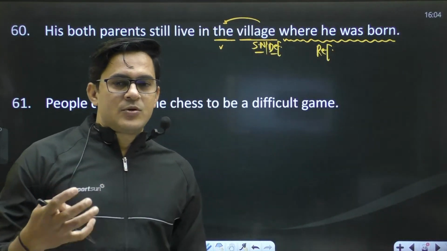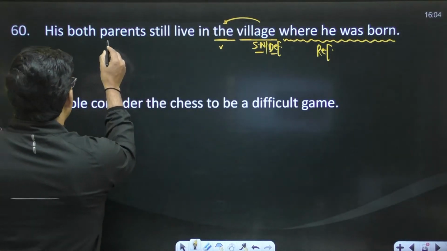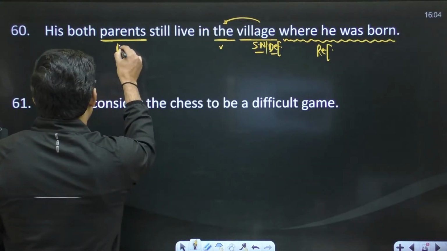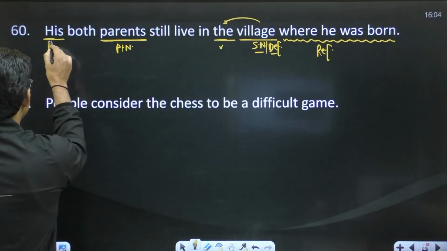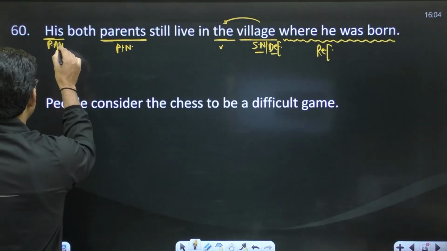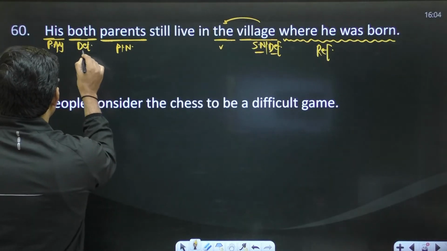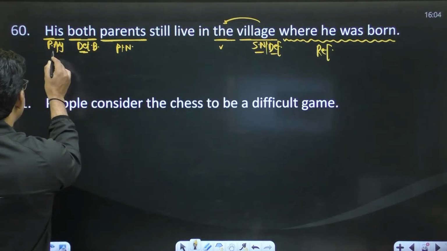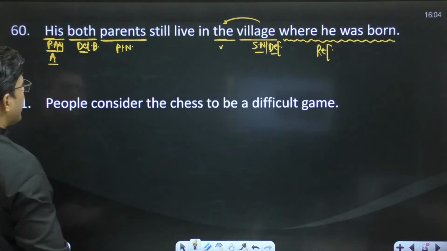But what else can we do for this sentence? The concept is that this word parents is a plural noun, this word his is a possessive adjective, and the word both is a determiner. This is a determiner of group B, and this is also a determiner, the determiner of group A.